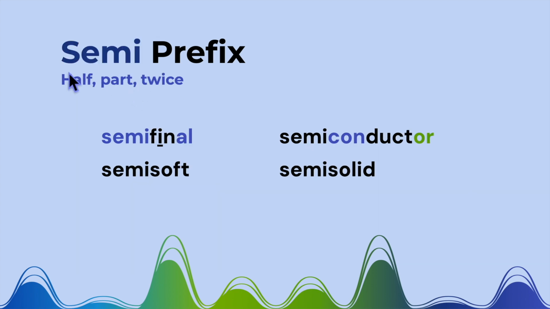This prefix can be pronounced either semi or semi. You will hear it both ways in American English. It means half, part, or twice. So the confusing part is it can mean half or it can mean twice. So you really need to know from the context which one it's going to mean.